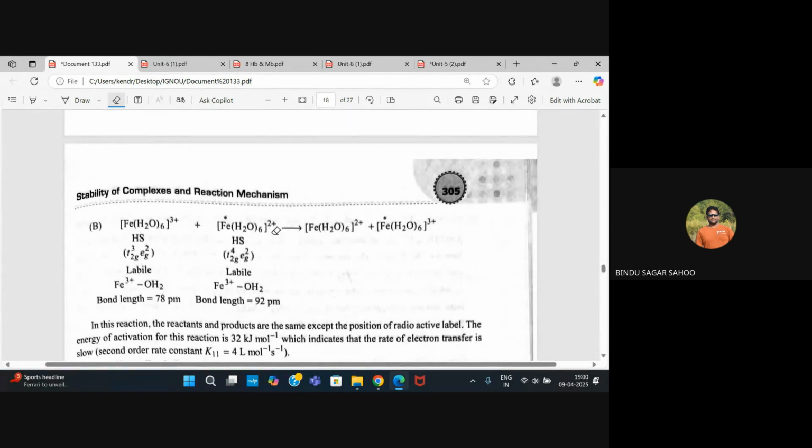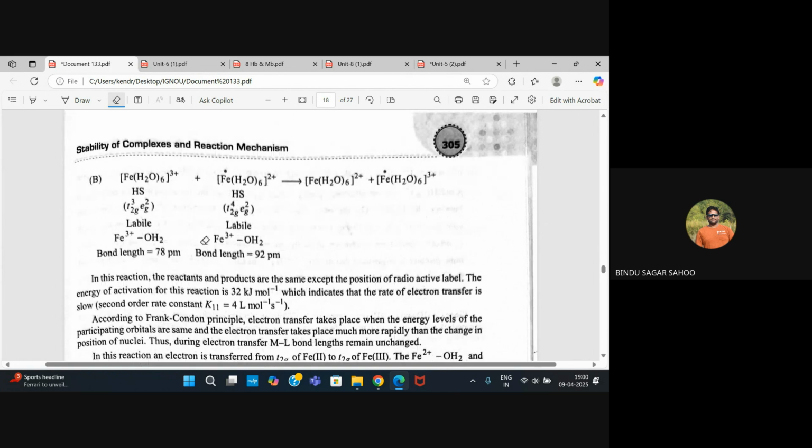You can take two high spin complexes. In the first example, Fe(H2O)6 3+ and Fe(H2O)6 2+, these two are high spin complexes. Two moderate ligands are present, water and water. That's why this will be high spin, and this will be high spin, and the two complexes are labile. You can check initially the bond length is 78 picometer in case of Fe3+, and this one will be Fe3+, and here this one will be Fe2+.